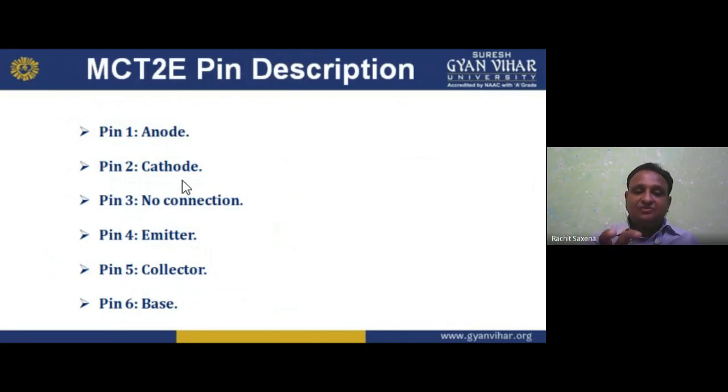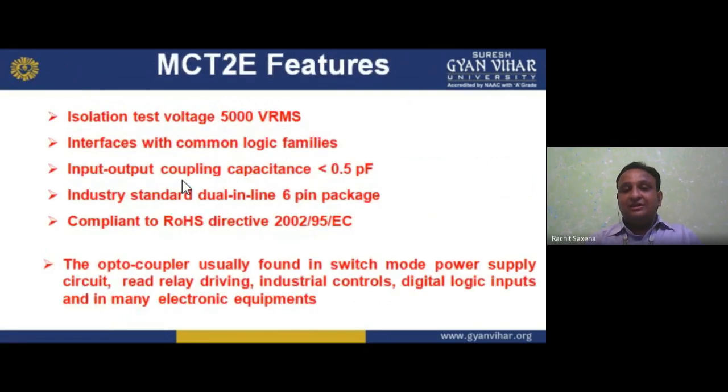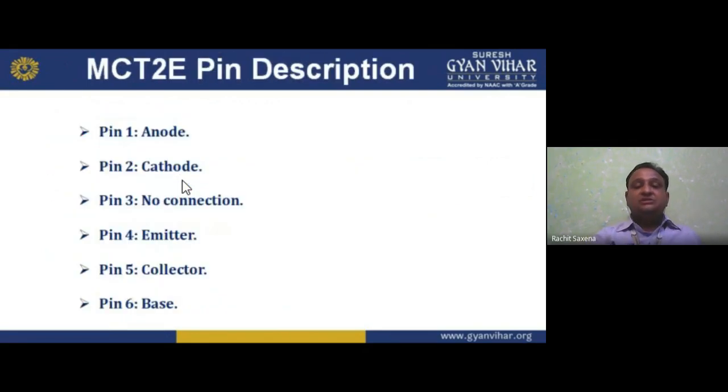For the three legs, we have the base at the 6th pin, the emitter at the 4th pin, and the collector at the 5th pin. So the phototransistor's three legs are all consumed, but pin 3 has no connection. And if I talk about the first and second, the first is for the anode and the second is for the cathode. I hope you understand. It consists of a gallium arsenide LED. Okay, now these are the pin connections, the pin description.